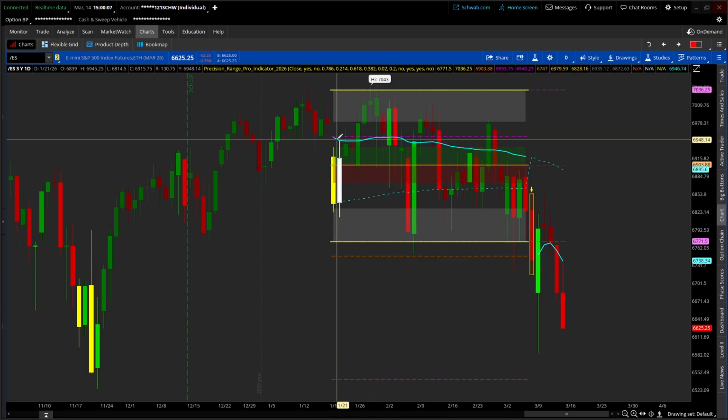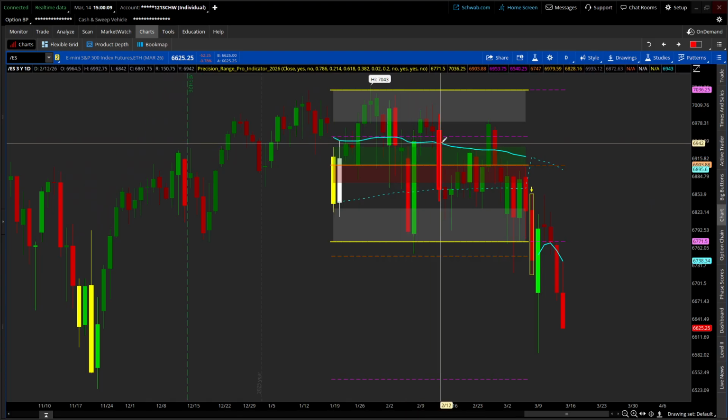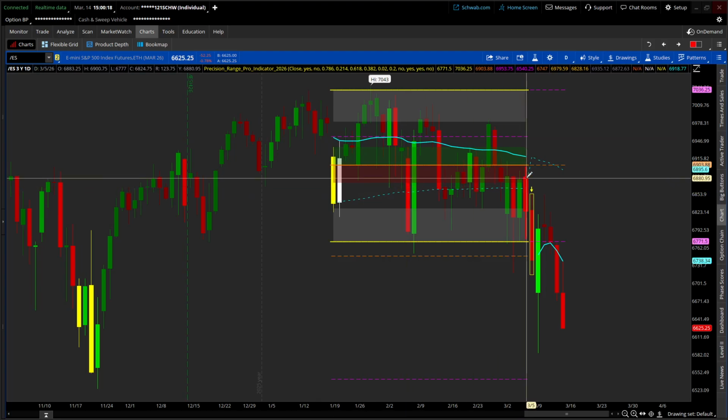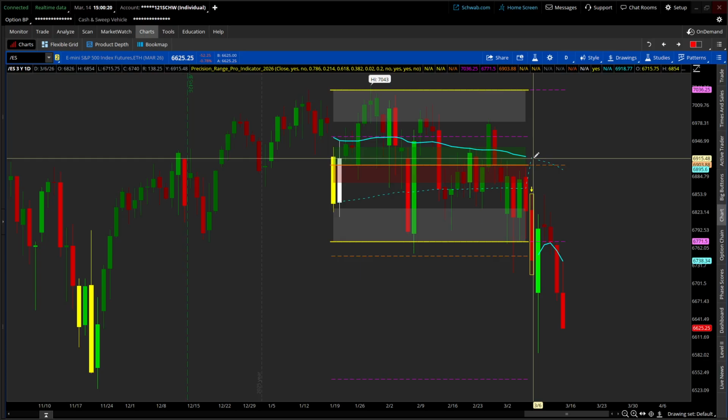You can see this blue line, or cyan line, right here represents your anchor VWAP. This is the anchor VWAP that was created when the range was created. And this dotted line right here represents when the range actually breaks, or a continuation from the past break.